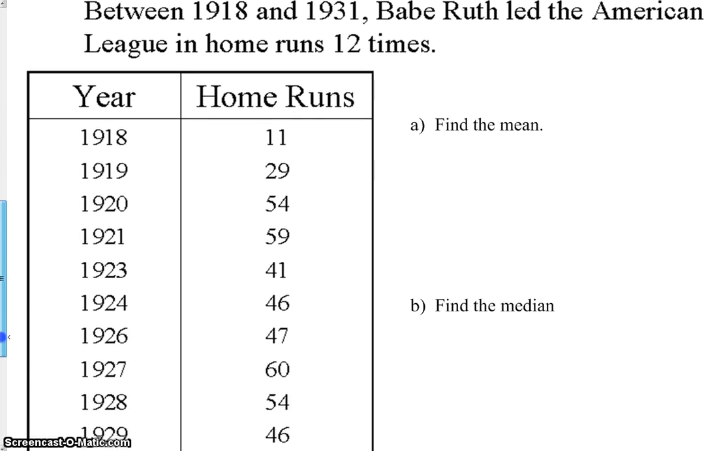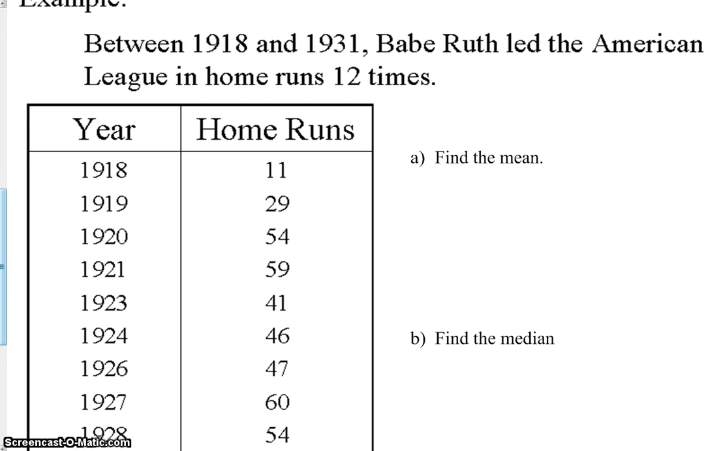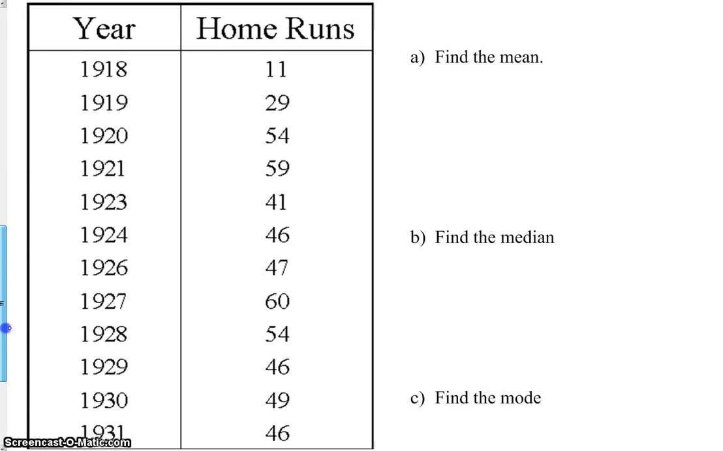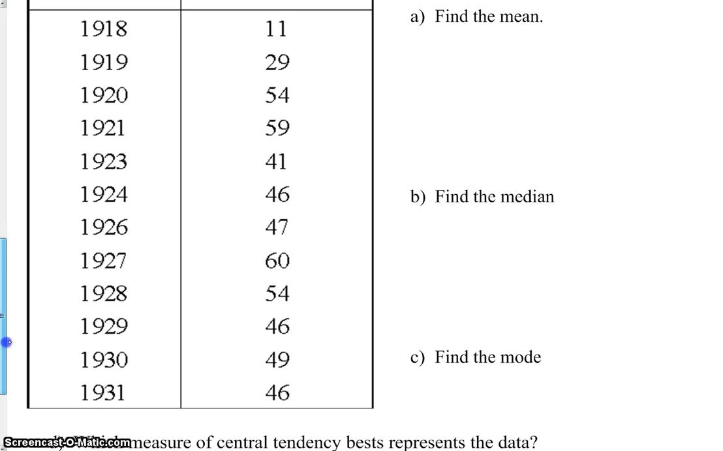Now here's an example problem. I'd like you to go ahead and try it on your own. You're supposed to find the mean, the median, and the mode, and then decide which measure of central tendency best represents the data. You should be able to come up with a reason for this. Go ahead and pause your podcast and try the problem.